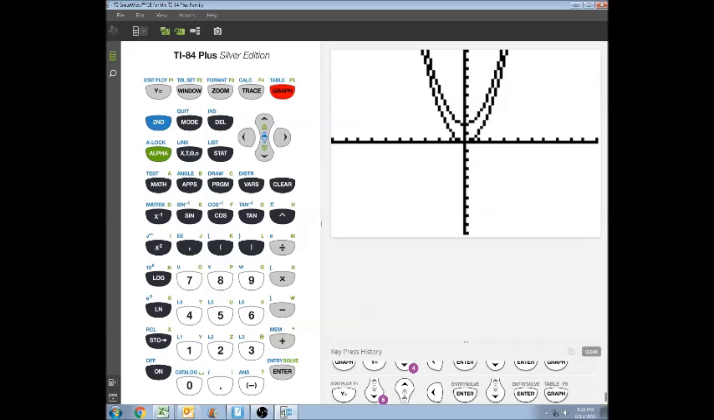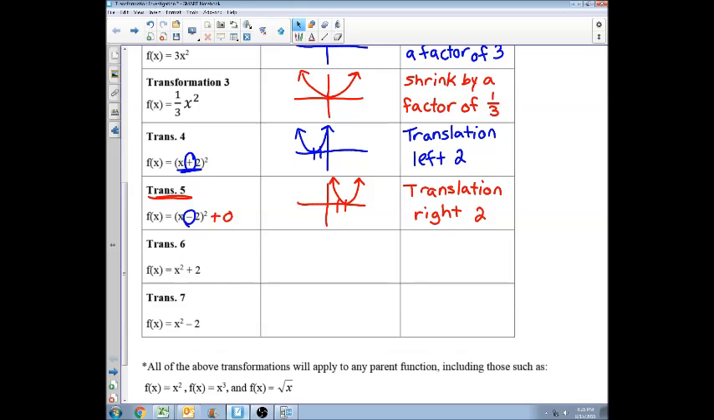Well, if we go up 2 places, what we're going to call that is a translation up 2. Well, it's a translation up because if we have something outside the parentheses, we will follow the sign. In this case, it's a positive sign. So positive on your y-axis is up. So that's why it's a translation up, and it's obviously a translation of 2 because of the number 2. Let's go ahead and sketch that on our xy axis.